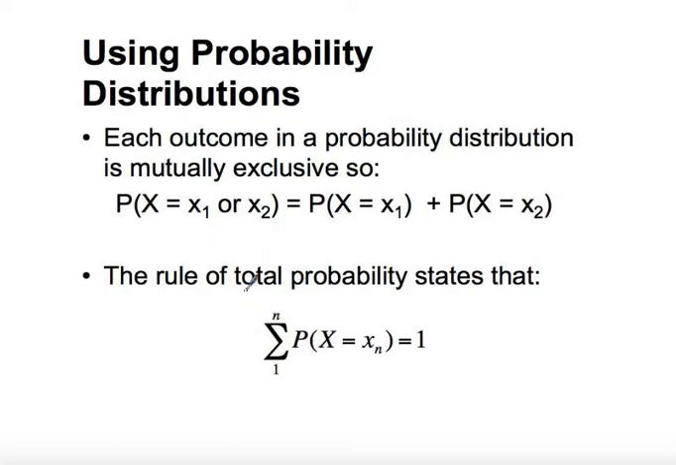So first thing to know is that each outcome in a probability distribution is mutually exclusive. So if we have a probability of one value or another value, then that is equal to the probability of the one value happening plus the probability of the other value happening. The other thing that we need to remember is the rule of total probability states that the sum of all the probabilities should be equal to 1.